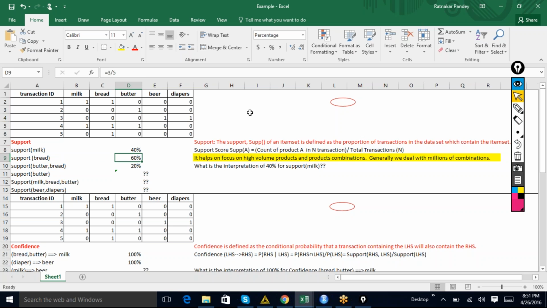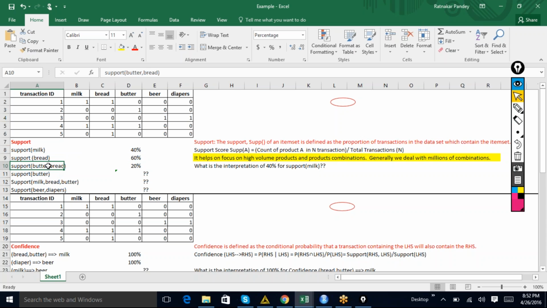How many transactions contain bread? Richa says 3, which is exactly the correct answer. Devesh says 3, and Devesh already has the answer 60%, right? So the total number of transactions which have bread is 3. Total number of transactions is 5, so the support for bread is 60%. All it means is that 60% of the transactions happening in that retailer contain bread.